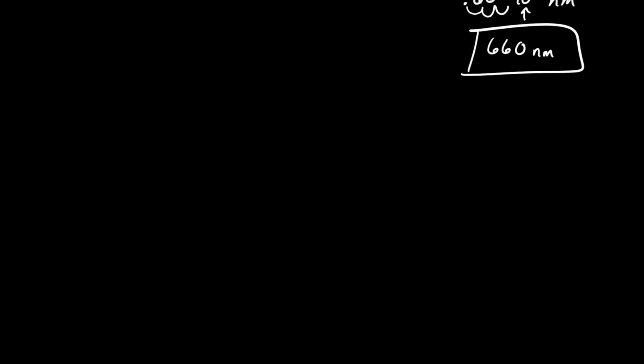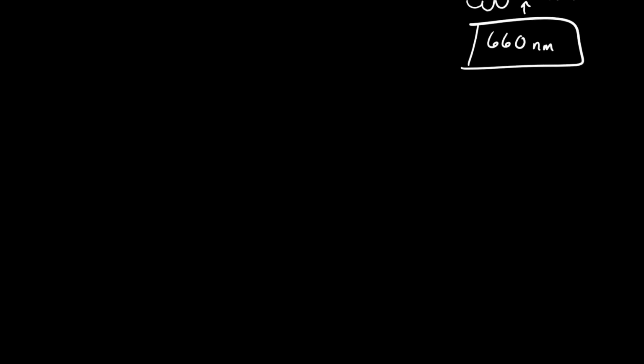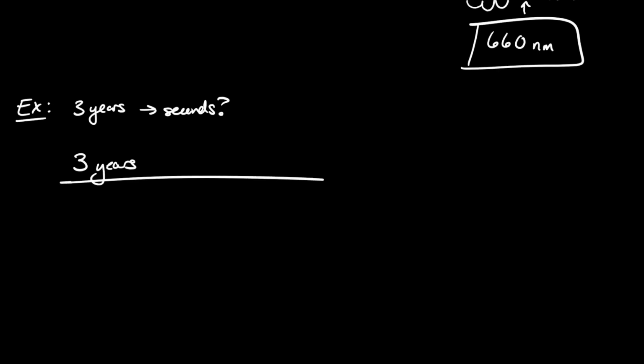All right, let's do another example. This is going to be converting years to seconds. So the example here will be 3 years to seconds. How many seconds are in 3 years? And it turns out there's quite a lot. So we're going to start off with 3 years. Now let's work our way down. We don't have to convert to seconds instantly, sort of like how we didn't convert to nanometers instantly before.